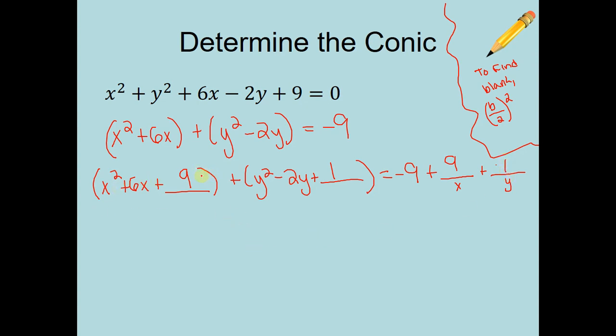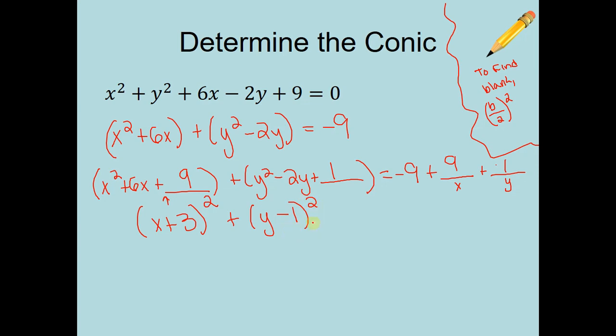Now, I can factor this side. So, x squared plus 6x plus 9. I need 2 numbers that multiply to give me 9, but add together to give me 6. 3 and 3, right? So x plus 3 twice, which would be x plus 3 quantity squared. That's equivalent to that. What's this one? I need 2 numbers that multiply to give me 1 and add together to give me negative 2. Well, that would be y minus 1 and another y minus 1.